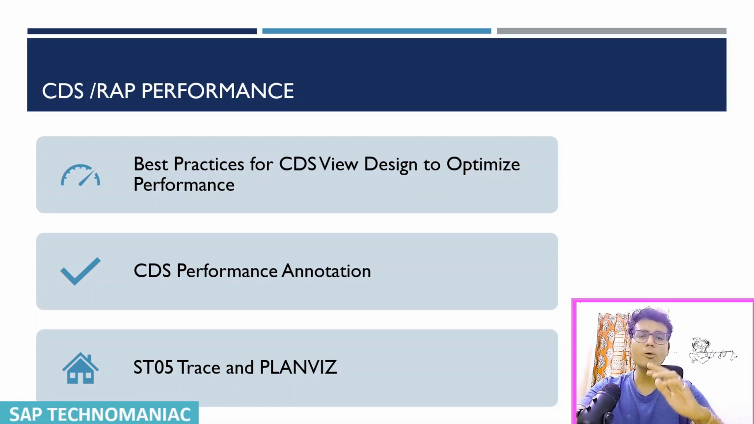Sometimes you followed the first two points, but still the performance is not good. That you can find out using ST05. The same thing happened with me. I followed the first two things and it came from 5 to 2.5 seconds, but to bring my application from 2.5 further down to 30 seconds, ST05 and the plan helped me. That also I will show you.